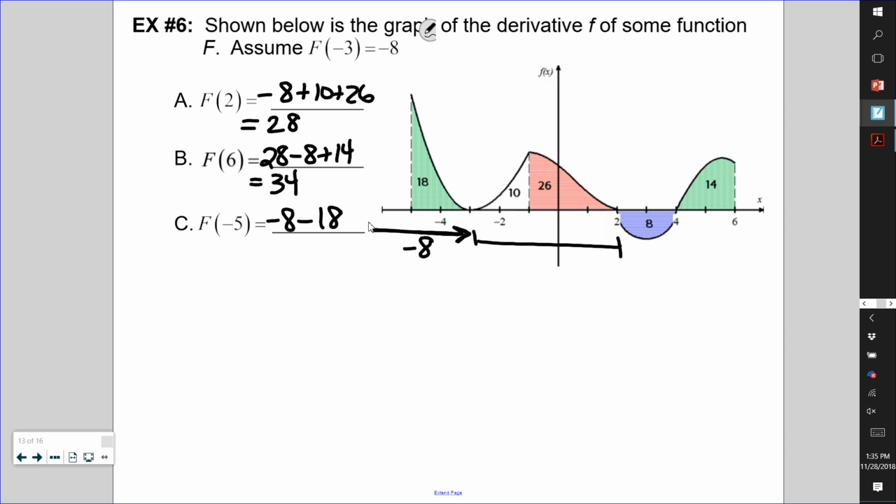This 18 is the integral from negative 5 to negative 3, right? But I'm on the other side. I'm on f of negative 5. Does that make sense? Think of it like this. Adding all the way up to here is negative 8. This is 18. I want the rest of this way, right? So I have to take the negative 8, subtract 18. That should give me all the stuff that's on the other side.